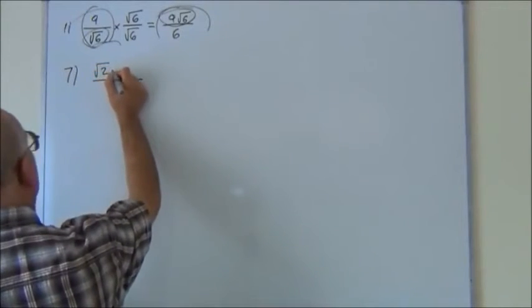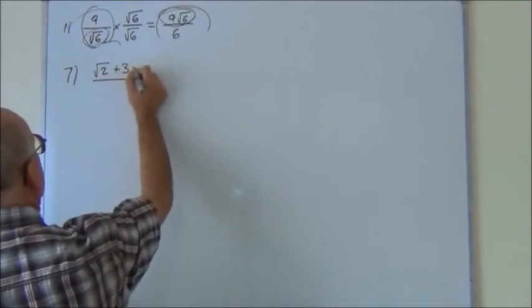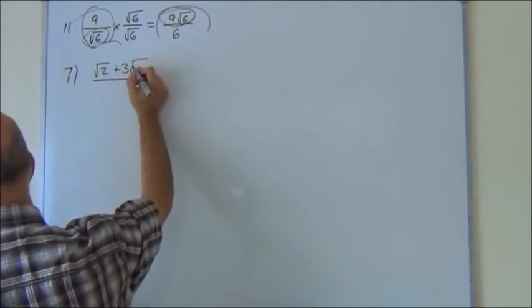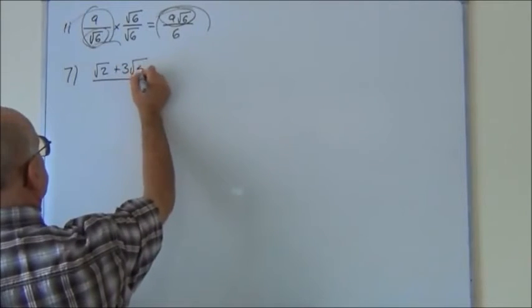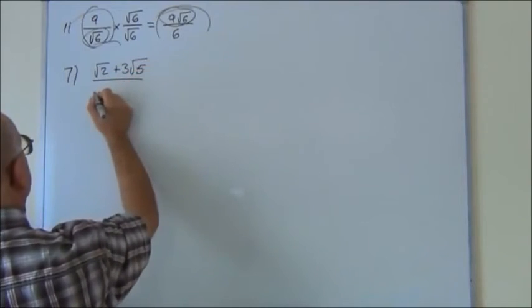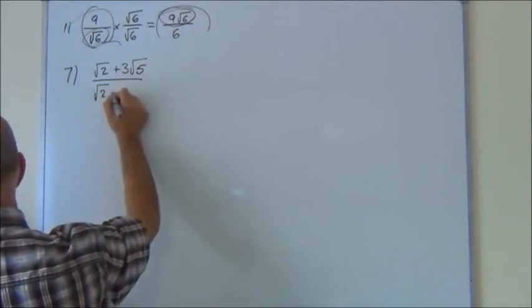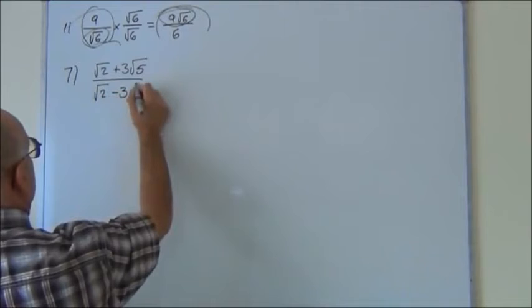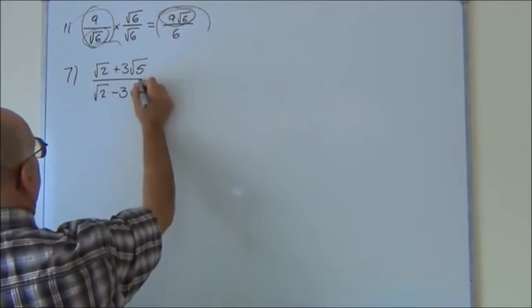Root 2 plus 3 root 5, over root 2 minus 3 root 5.